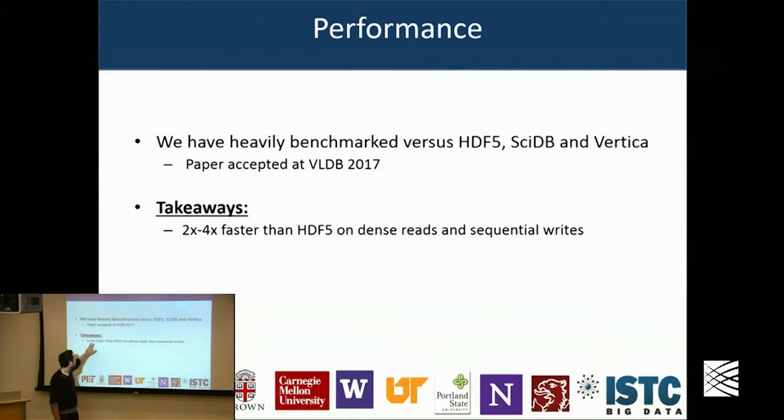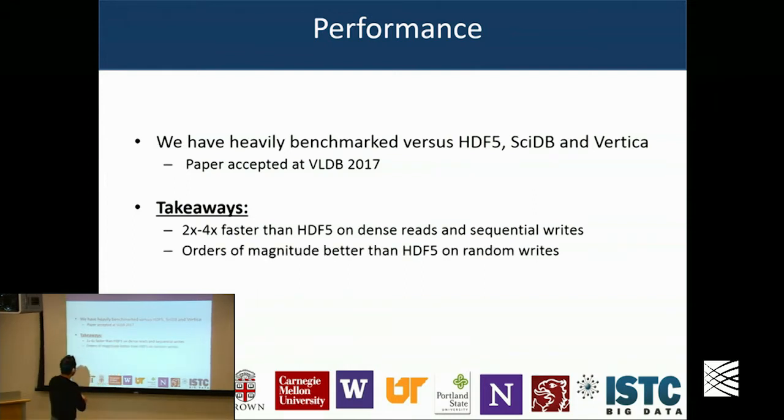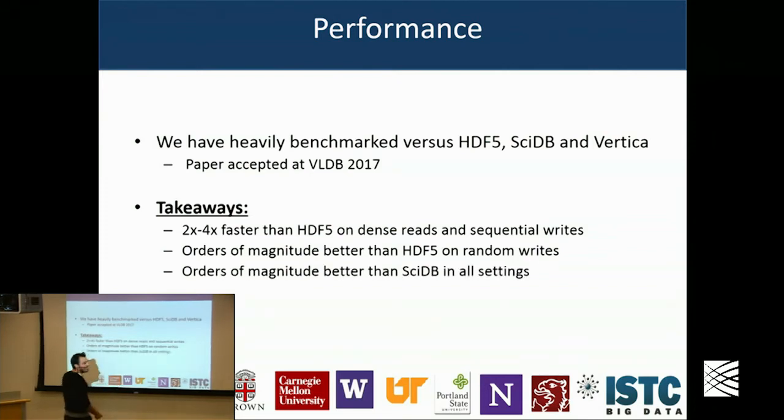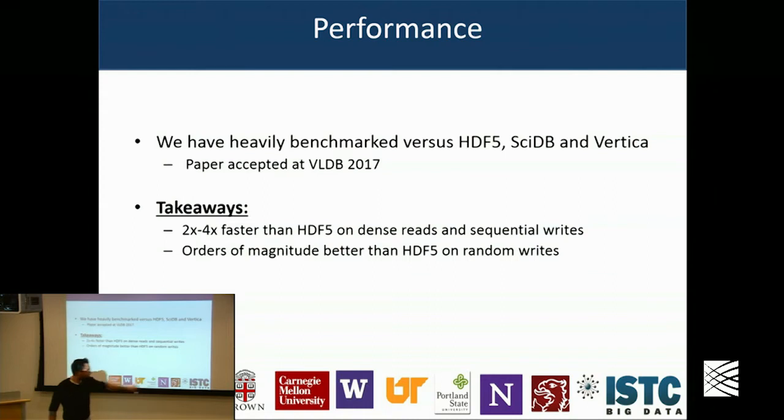We are up to 4 times faster than HDF5 for the dense arrays. HDF5 does not support sparse arrays. And this is important because this is very solid software. This has been optimized heavily for the past 30 years. So this is solid. We are orders of magnitude better than HDF5 for random writes. The reason is that the random writes are handled as sparse arrays. HDF5 doesn't support sparse arrays, so this is kind of important in case you have such applications.